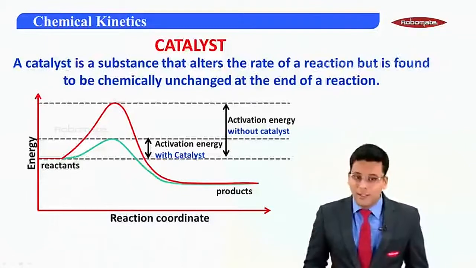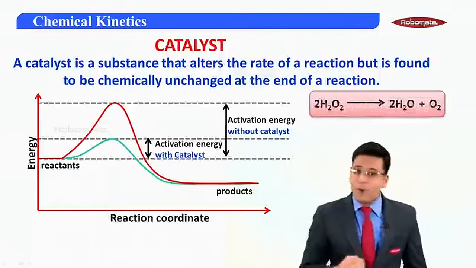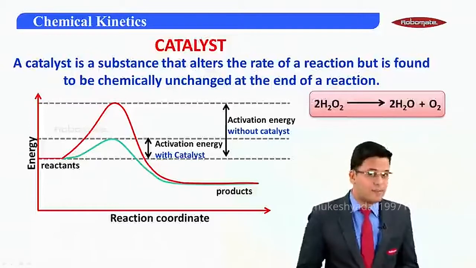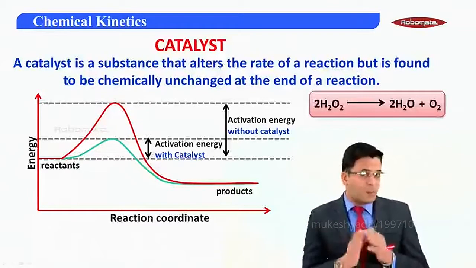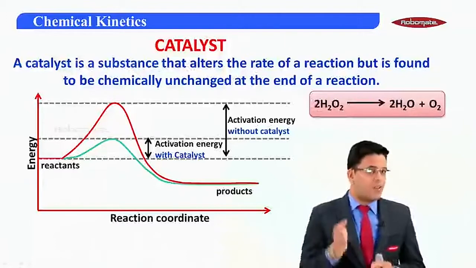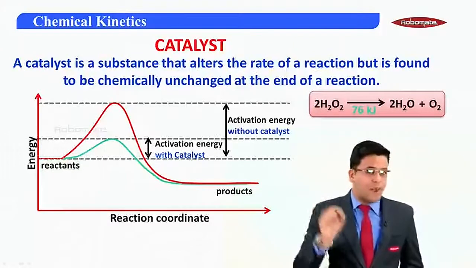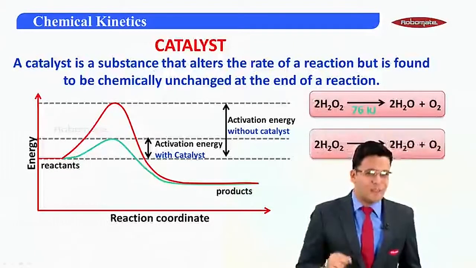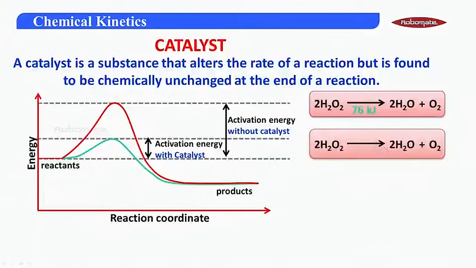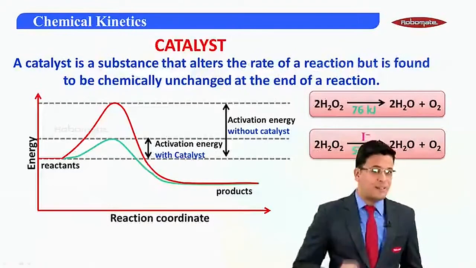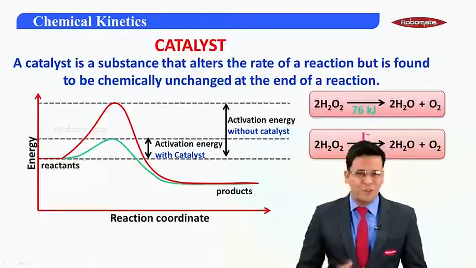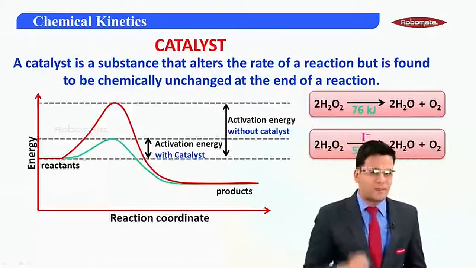Well, let's understand that with an example. You've got hydrogen peroxide, which is decomposing. This reaction, decomposition of hydrogen peroxide to give water and oxygen, requires 76 kilojoules of energy. But when this reaction takes place in the presence of a catalyst, that is iodide, this reaction now takes place in only 57 kilojoules. So yes, the presence of a catalyst has dropped the energy of activation. Because of that, the reaction becomes faster.